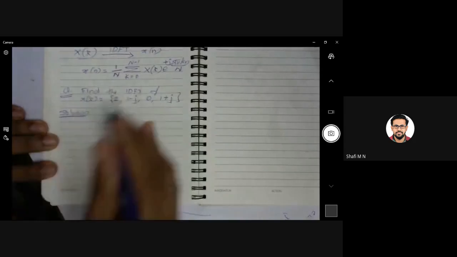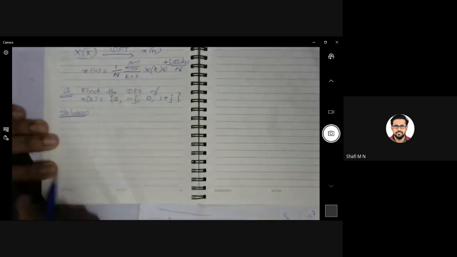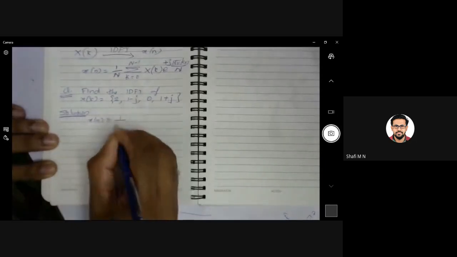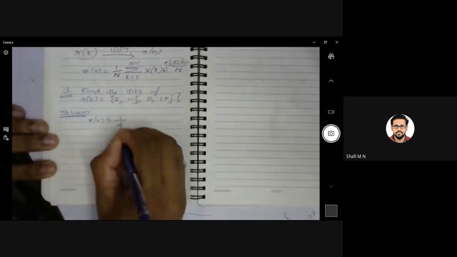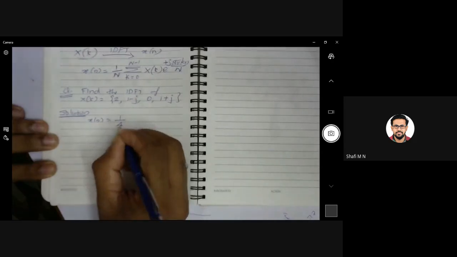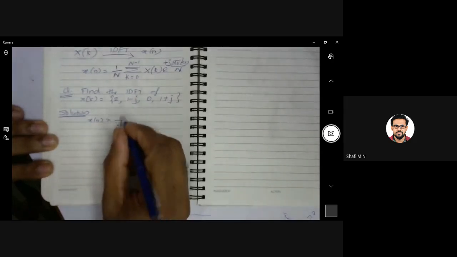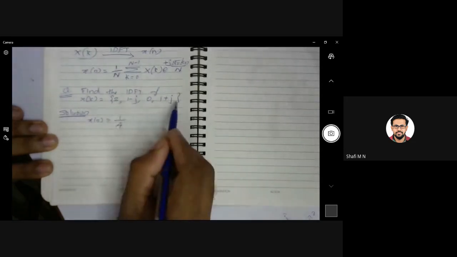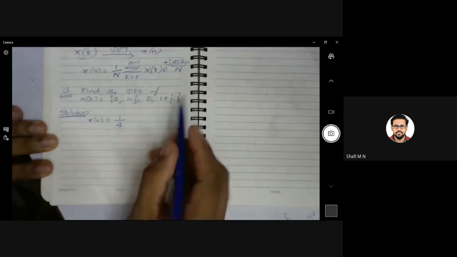You generalize the equation first. Always proceed like that, else you have to do many substitutions. So x of n equal to 1 by N. N is 4 here, right? Because you have 4 terms. That means you have calculated a 4-point DFT. If you had 1000 terms, that means you have calculated a 1000-point DFT. So N is capital 4.